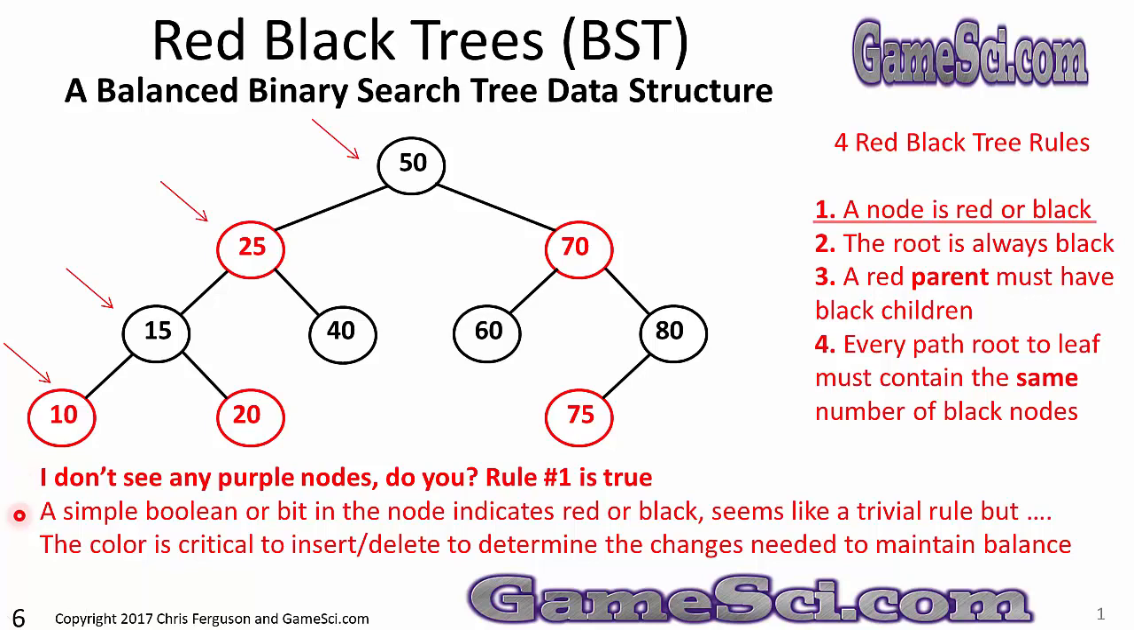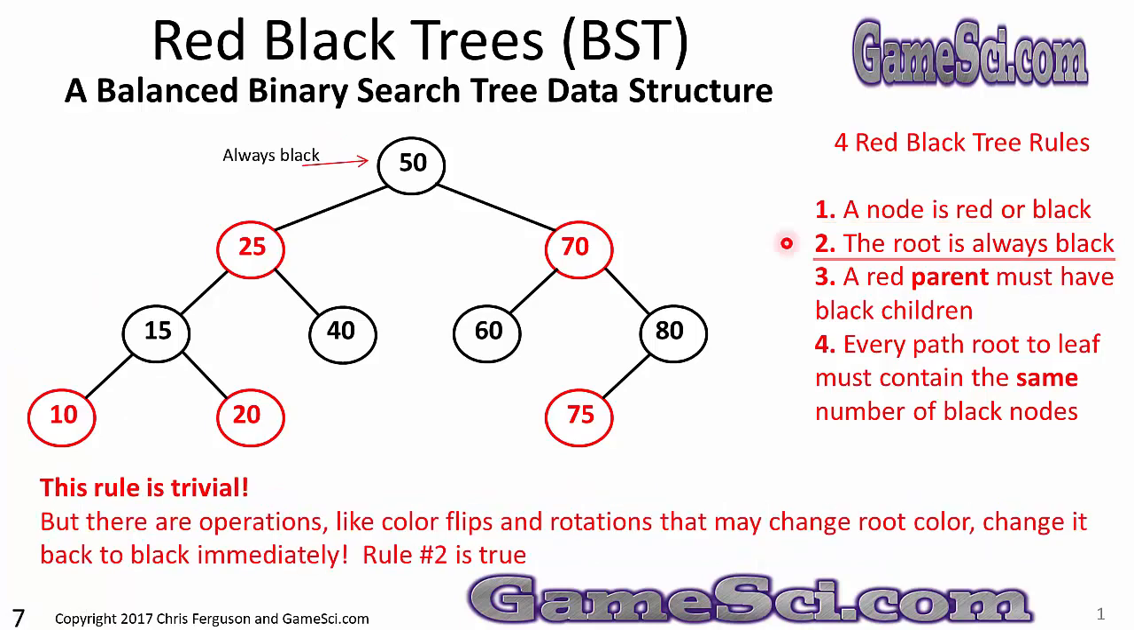This could be a simple boolean or bit in the node that indicates the color red or black. Seems like a trivial rule, but the color is critical to the insert and delete algorithms to determine the changes needed to maintain the balance. The colors instruct the algorithms how to balance this tree.